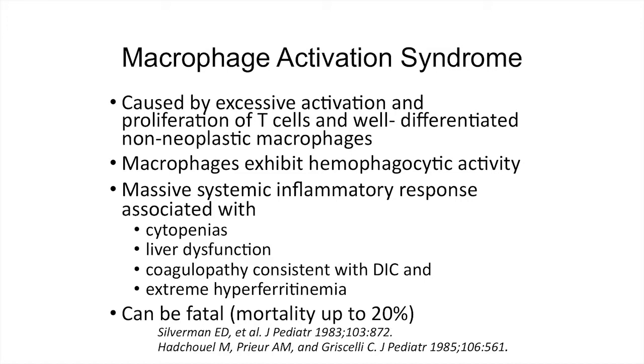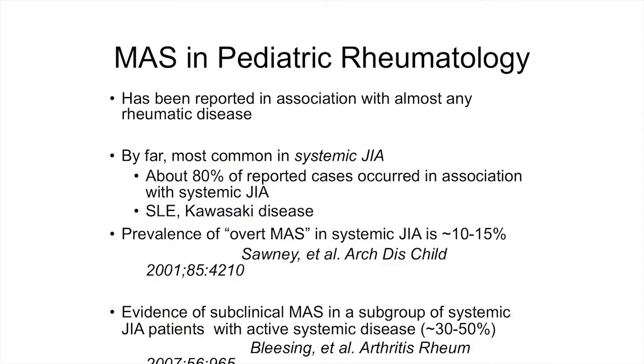If you look at the adult literature in Still's disease in particular, it's up to 50%, in fact. Now, as you know, it has been reported in association with almost any rheumatic disease, but strikingly, by far, most common in systemic juvenile idiopathic arthritis. If you look at the reported cases, about 80% of them actually occurred in systemic juvenile idiopathic arthritis. Conversely, if you look at all patients with systemic juvenile idiopathic arthritis, about 10-15% of them develop overt full-blown macrophage activation syndrome. But there is also quite a bit of evidence suggesting that in mild subclinical form, it occurs in as many as 30-50% of patients with active systemic disease.